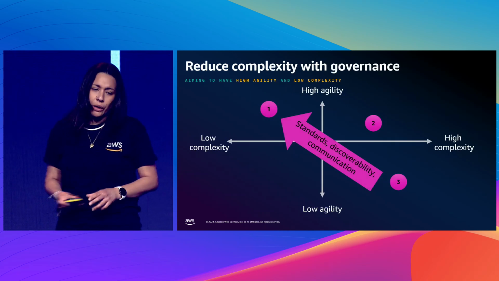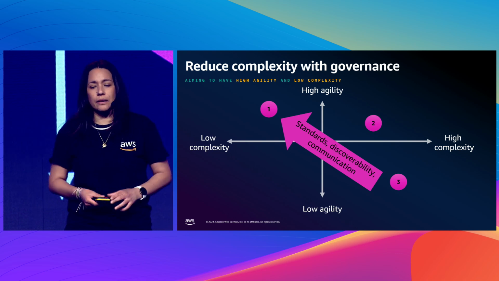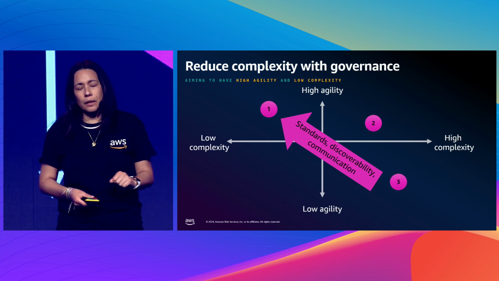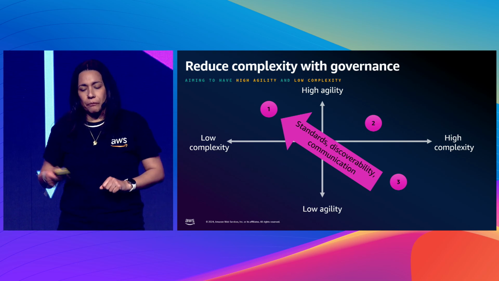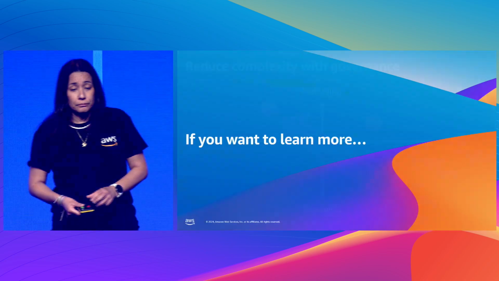And the takeaway here for this governance section would be that it's these standards, this discoverability and communication that will help you stay in the upper left corner. And like that, keep your architectures really evolvable.